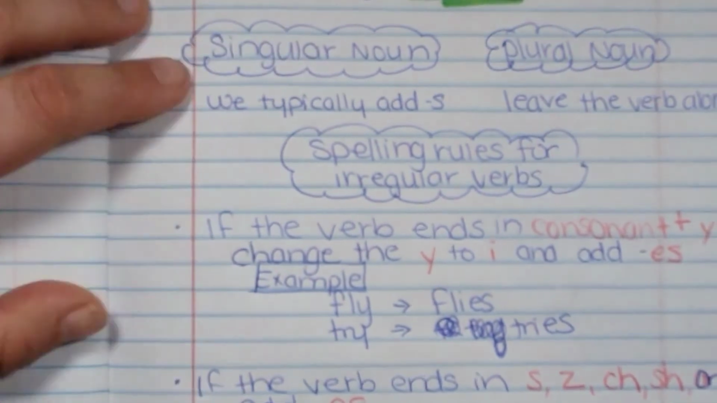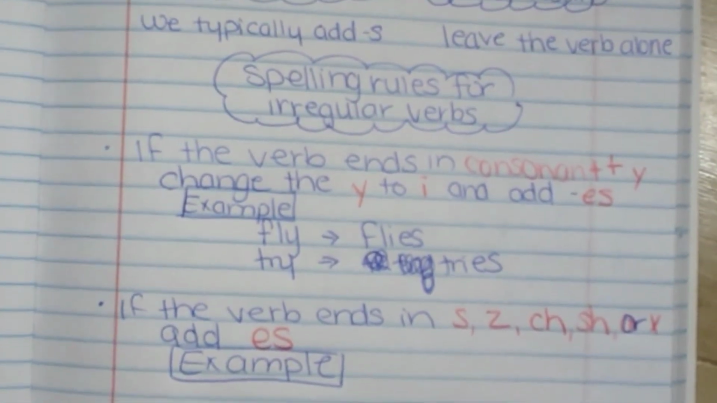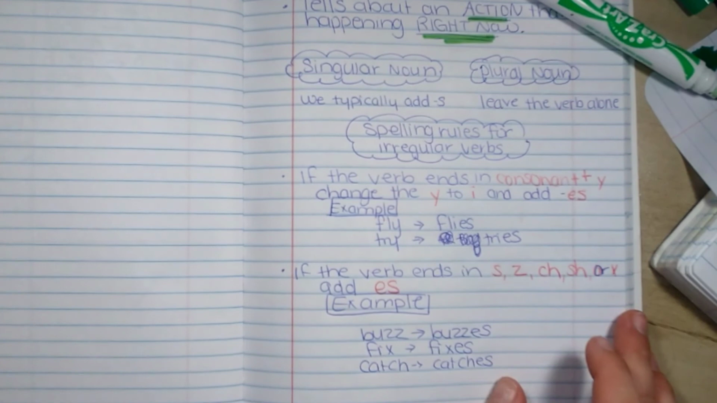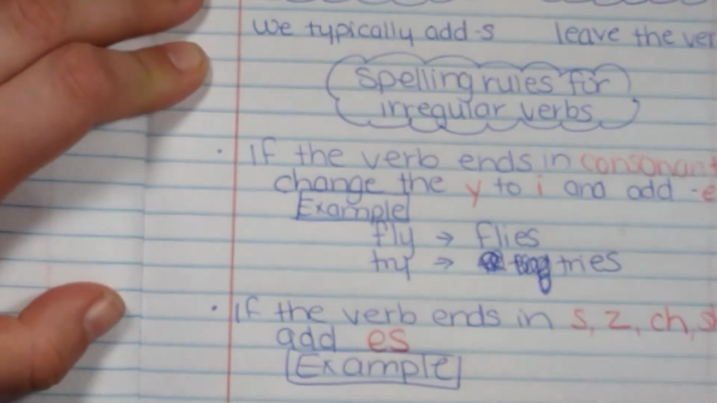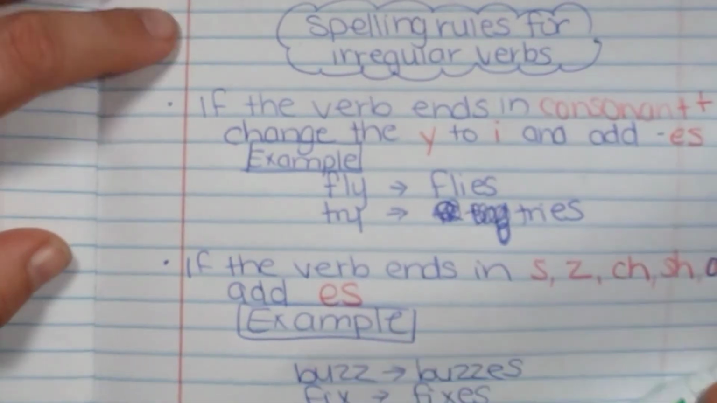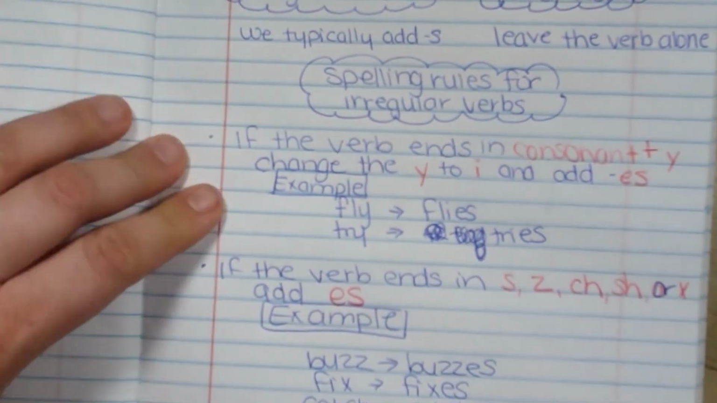And obviously there are irregular verbs that we have to memorize because there's no way to know all of the irregular verbs without just memorizing them. There's not a pattern. I'm trying to zoom out so you can see that.